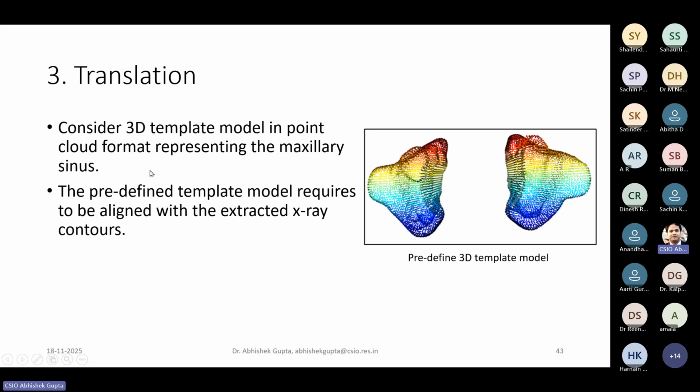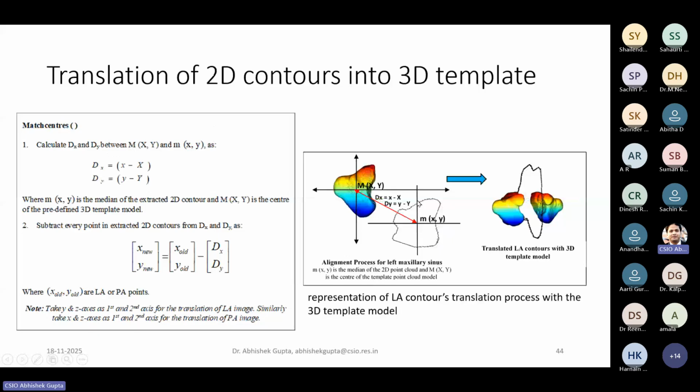Then translation. Translation is just considering the 3D template model in point cloud format. This is an intermediate step, and it is required for the predefined template model for the alignment of the extracted X-ray contour. So we have done that translation. You can see this translation is the changing of the reference frame, because in 3D coordinate geometry, if you are taking one image or another image, the center of reference, or origin, will be different. So this translation is just to make sure the origin of both the images has been aligned. So this is just an alignment step.